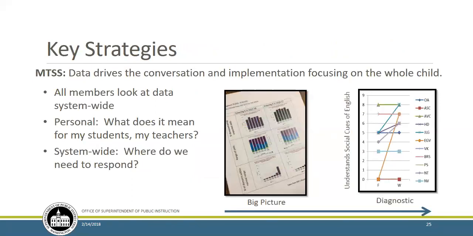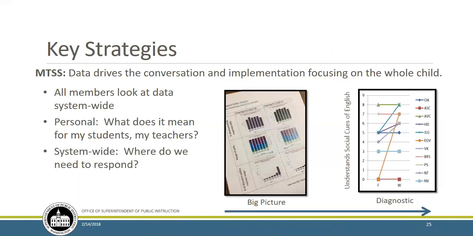And then from that big picture, we began to look at a diagnostic. And on the right-hand side, you can see a picture. This is our team of ELL teachers who had a child come to the table of conversation where they were concerned that this child was not making growth. So they looked at understand social cues of English. And they gathered data from all these different children who were most like this child across our district. And they were able to say, is this child making growth compared to other children like him across our system? Should we be worried? Should we be intervening?